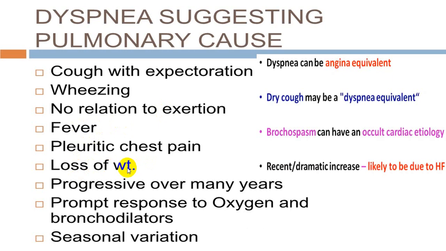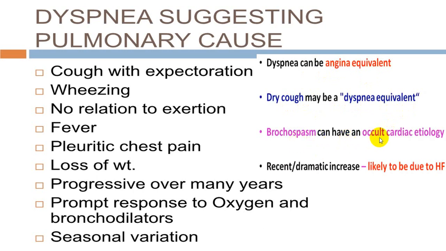In those groups, you will have a loss of weight. It is gradually progressive over many years. And if you give oxygen, bronchodilator, the person will give a positive response and feel better. Particularly in case of bronchial asthma, you will have a seasonal variation. A good number of times, it is described as dyspnea as angina equivalent. Dry cough may be there, described as a dyspnea equivalent.